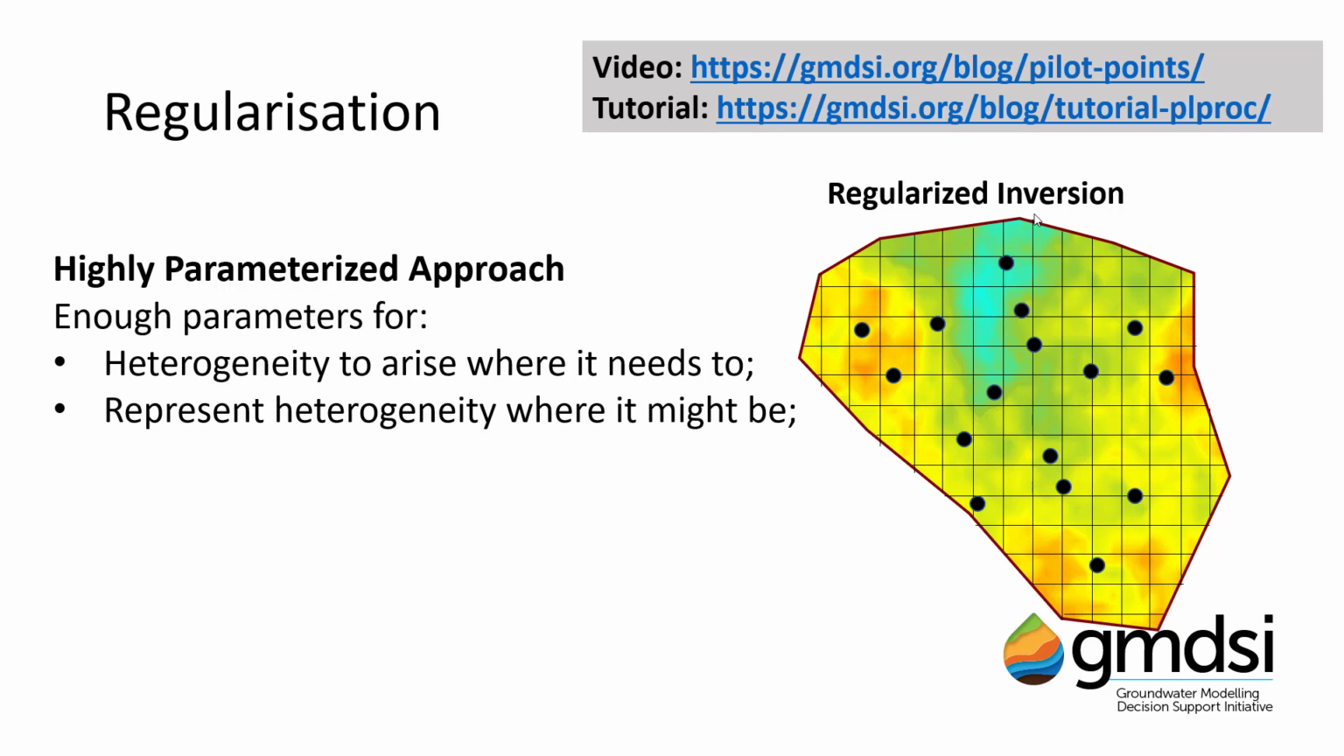This allows for varying parameter fields with a lower amount of adjustable parameters than, for example, all of the cells in the model, but once again increasing the amount of heterogeneity which can be represented through parameters in the model. Once again, there is a great video by John discussing pilot points and tools on how to apply them, as well as some tutorials which take you through the basics, available on the GMDSR website.